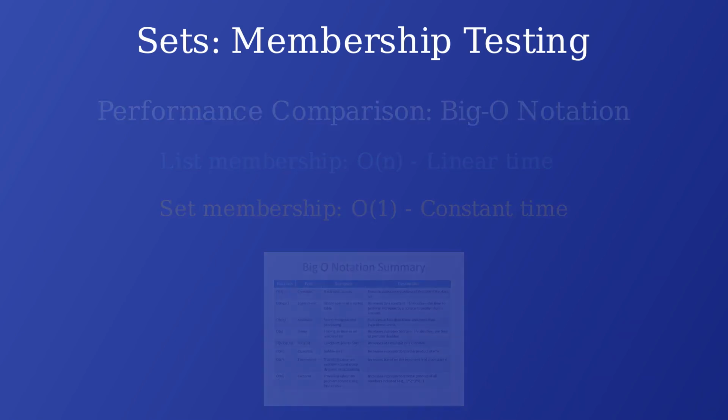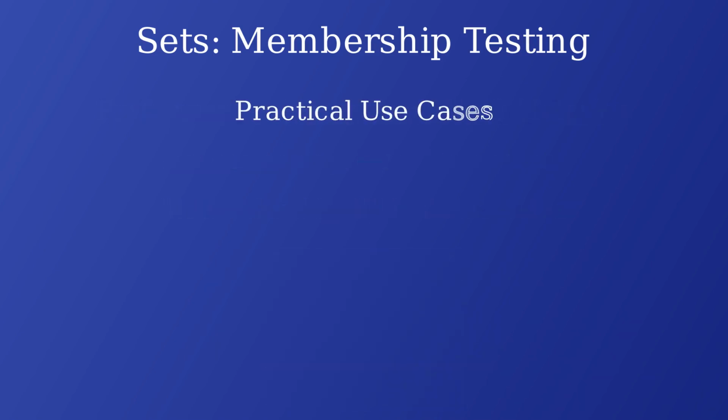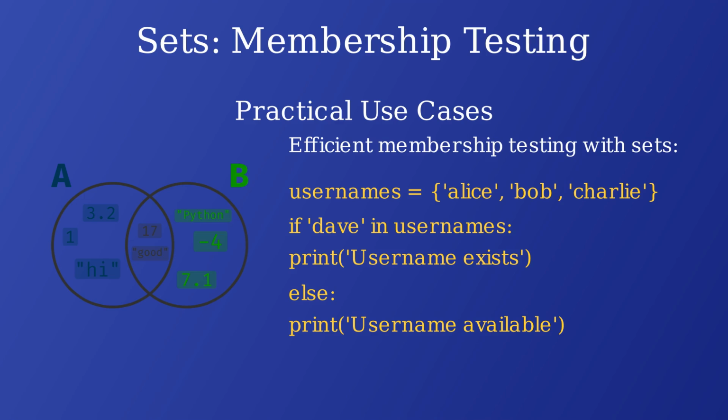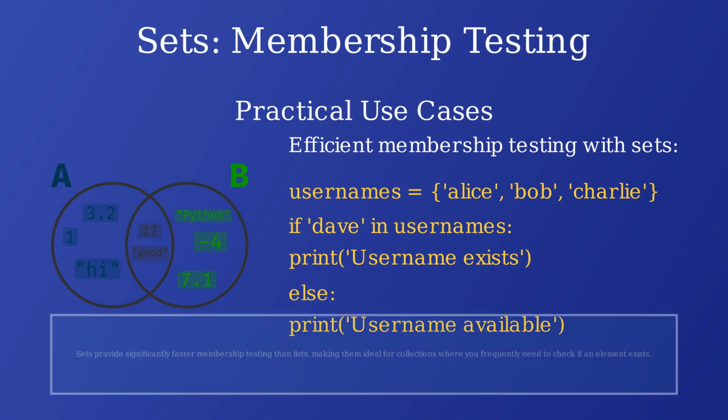Sets are ideal for practical scenarios where you need to quickly determine if a value is present. Common applications include checking for duplicate usernames, filtering unique elements, or performing set operations like unions and intersections. To summarize, sets provide significantly faster membership testing than lists, especially for large collections. This makes them ideal for scenarios where you frequently need to check if an element exists.